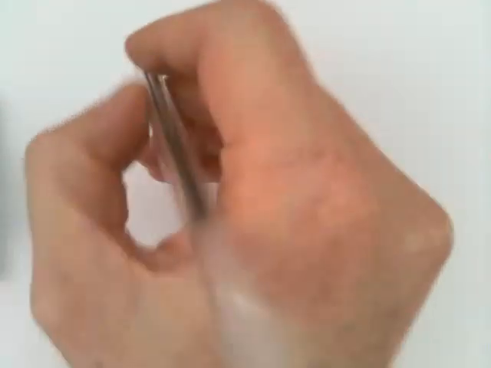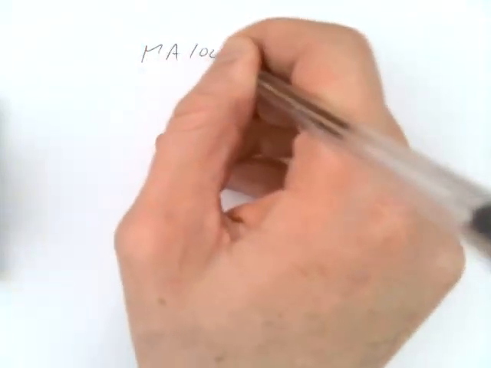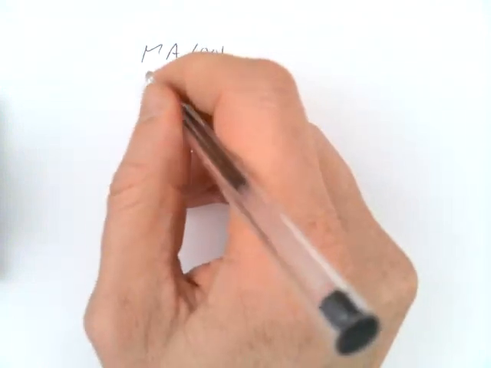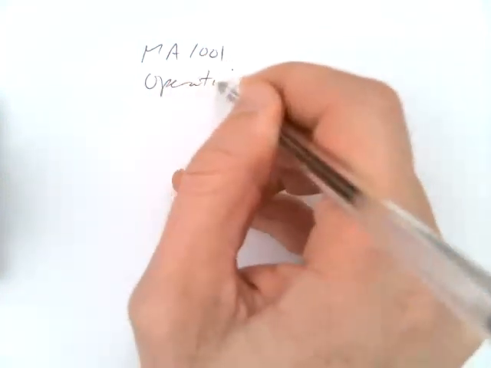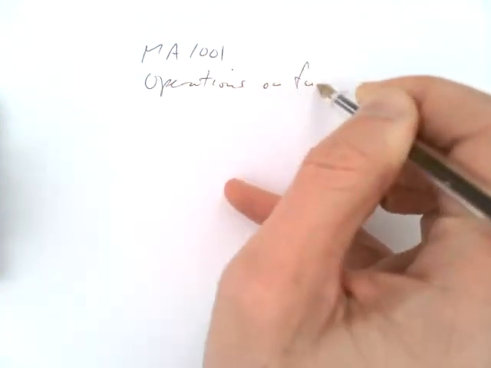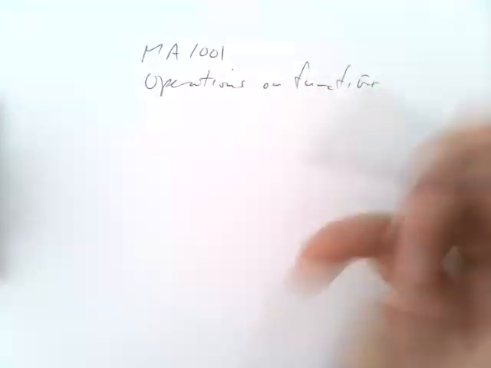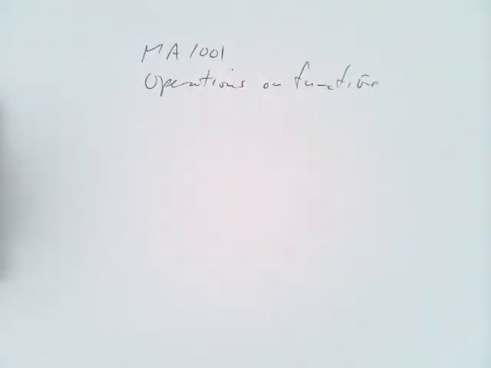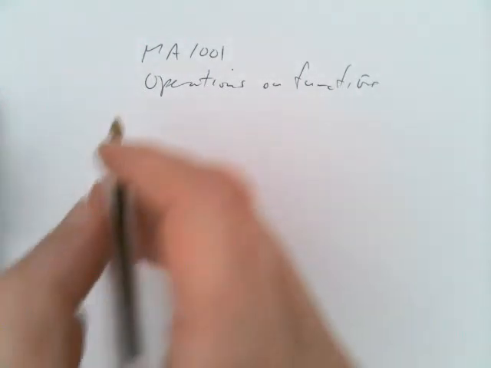This is the fourth video for MA-1001. This is a video about operations on functions. So we're interested in taking two functions and making a new function out of them.